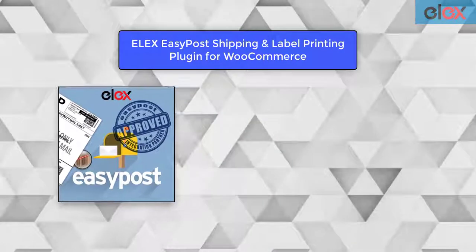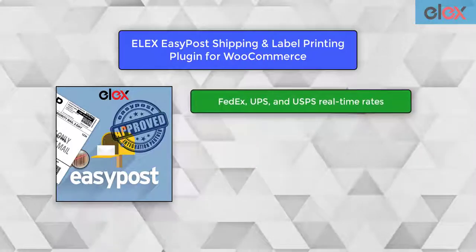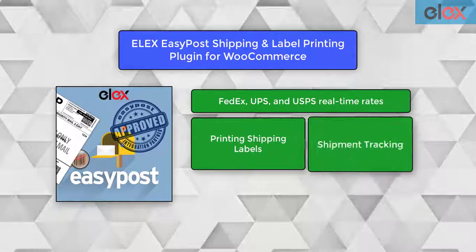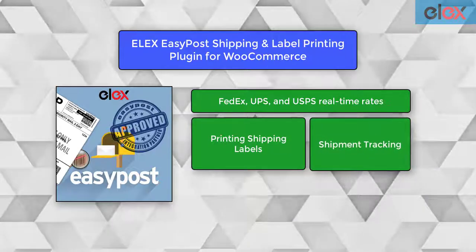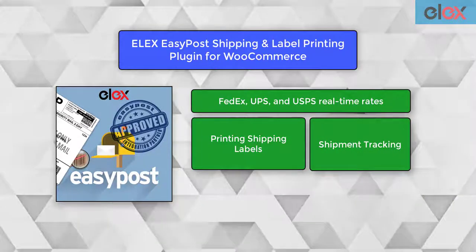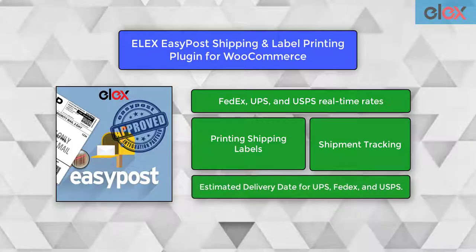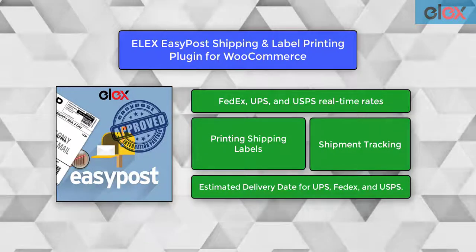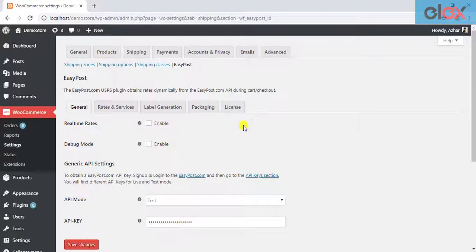Apart from showing FedEx, UPS, USPS real-time rates, printing shipping labels, shipment tracking, and so on, the ELEX EasyPost plugin for WooCommerce shows estimated delivery date for WooCommerce UPS rates as well as FedEx and USPS. Let's see how to enable this setting in the plugin.